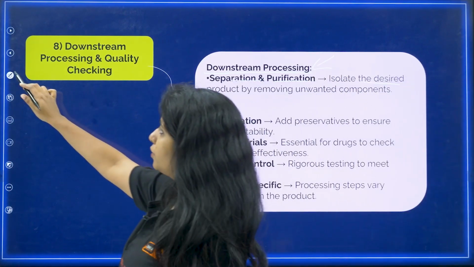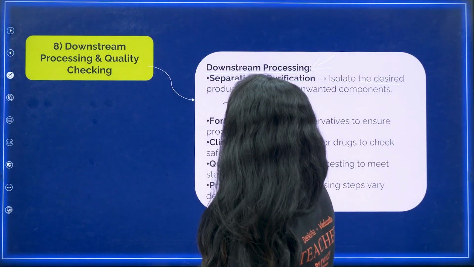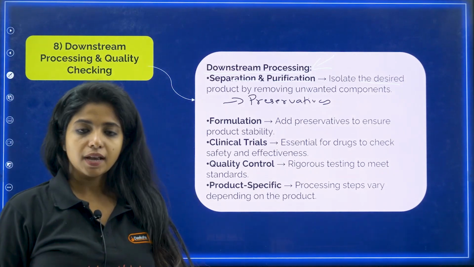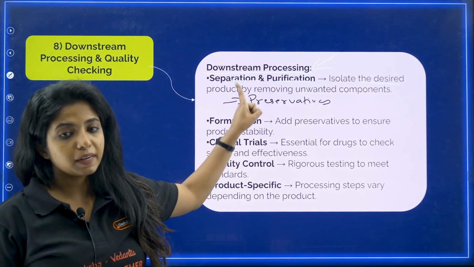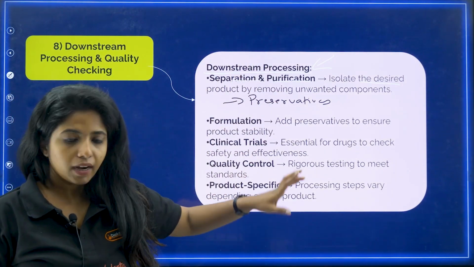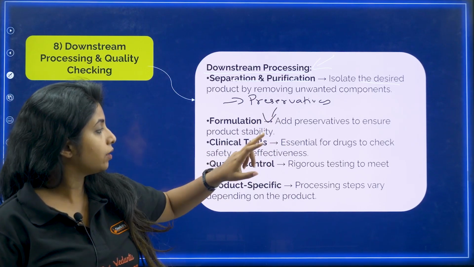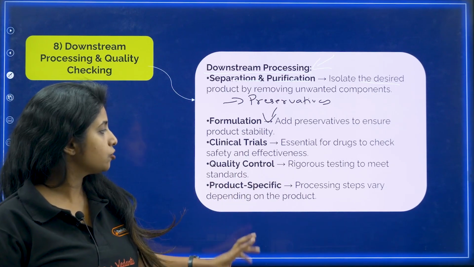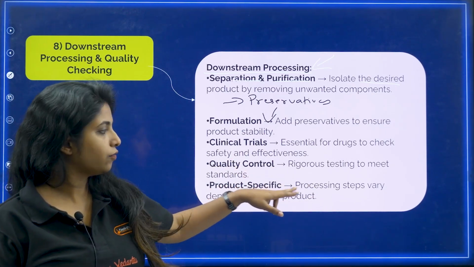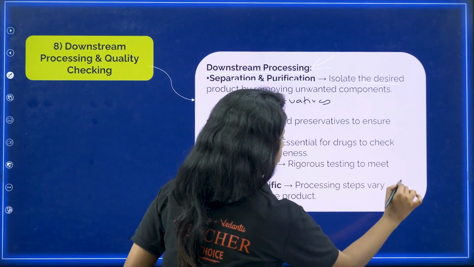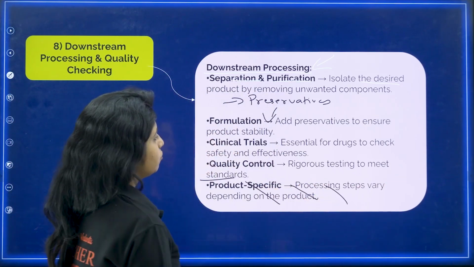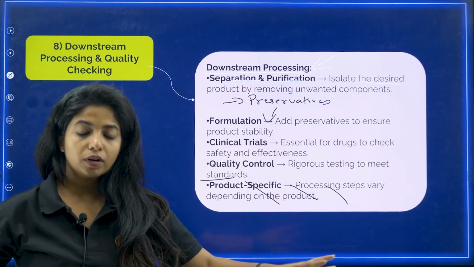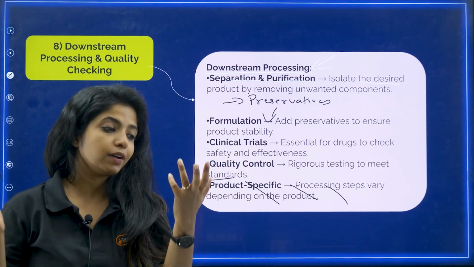After this, preservatives can also be added to preserve things. But please remember, in downstream processing you have two things, separation and purification. And then after that, as I said, formulation is where you add preservatives and everything. After that, quality checking is done, clinical trials are done, rigorous testing to meet the standards. Processing steps vary depending on the different product. That is just an extra point, you don't have to go through it, just so as not to confuse you. So quality control is done, clinical trials are done, everything is done, and later this product is released to the market.